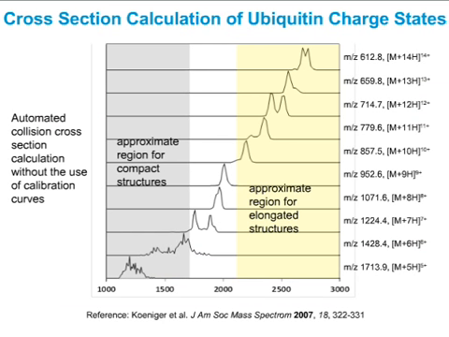And you can see when you go from a very low charge state, you have a region where the structures are relatively compact. When you go to high charge states, you get into regions where they're elongated or the cross-sections are larger.